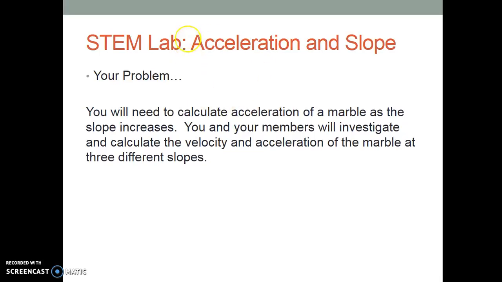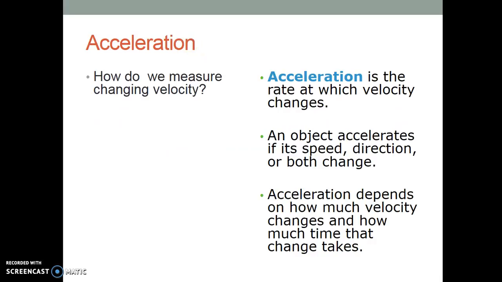So let's get down to the main idea and some of the notes. How do we measure changing velocity? Like we said earlier, it's acceleration. Acceleration is the rate at which velocity changes. So there are 3 ways you can tell something is accelerating. Its speed changes, it could change direction, like making a turn, going north, or going east or west, or maybe both of them can change at the same time. And acceleration depends on how much velocity changes and how much time it takes to change. So make sure you write these 3 down in your notes.